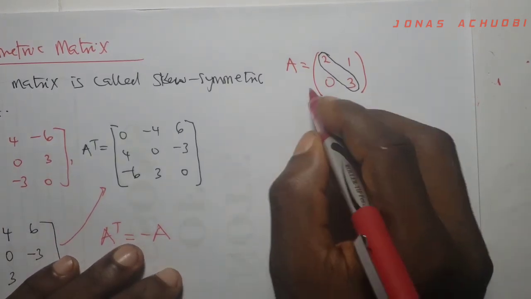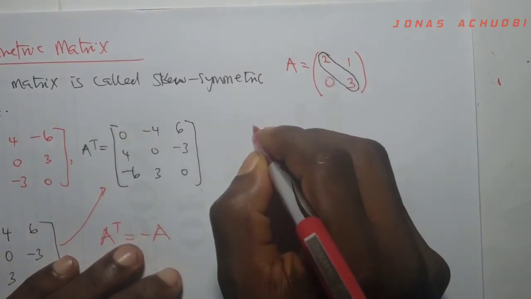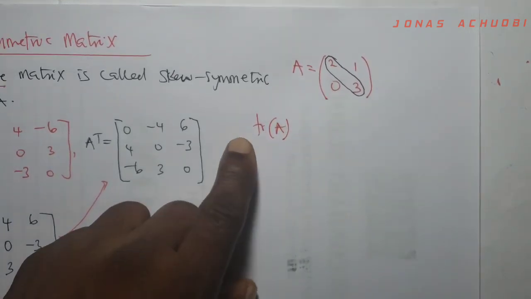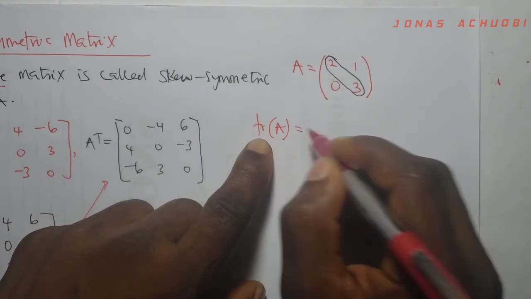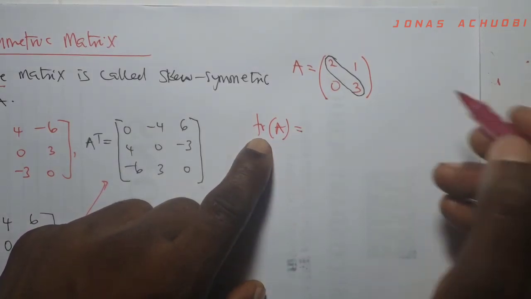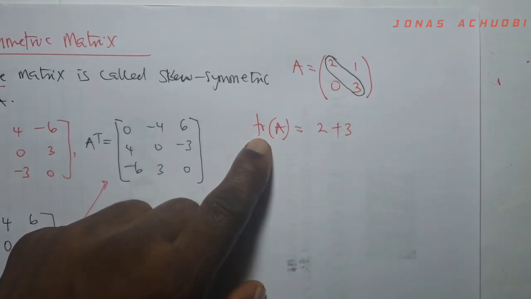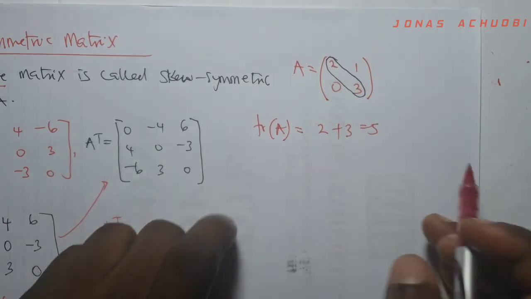Now to get the trace of this matrix A, which we denote as tr of A, this means the trace of matrix A will simply mean the sum of the diagonal elements. Diagonal elements are 2 and 3. So we sum them up. So 2 plus 3 is what? Is 5. So the trace of matrix A is 5.